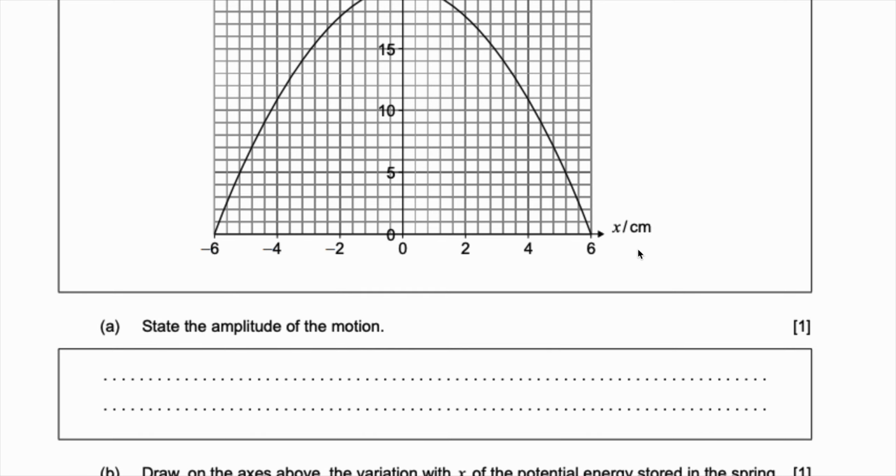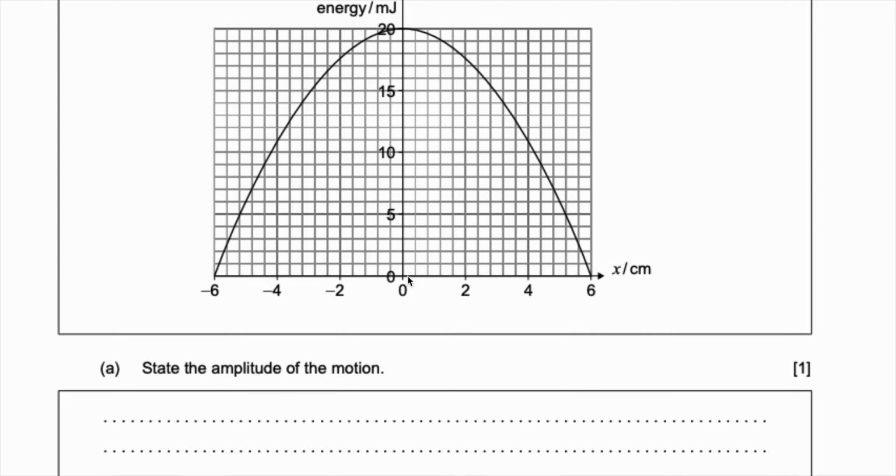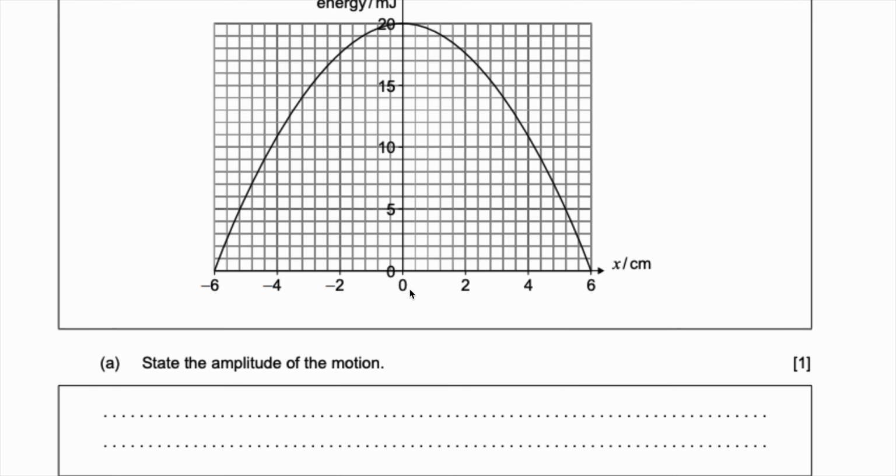So part A, state the amplitude of this motion. Now, the amplitude is basically just the difference in displacement from the equilibrium position to either the maxima or the minima. So in this case, we can take from either the positive side or the negative side, but the magnitude would just be 6 centimeters.